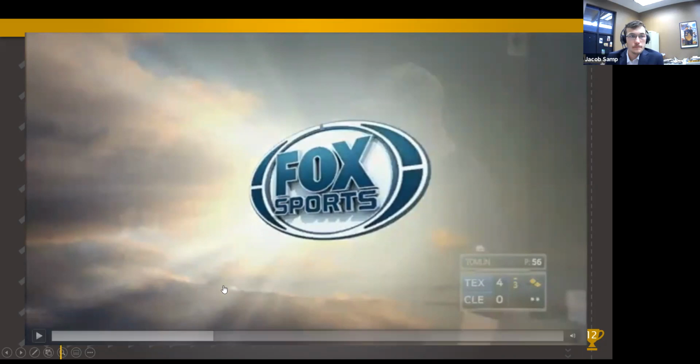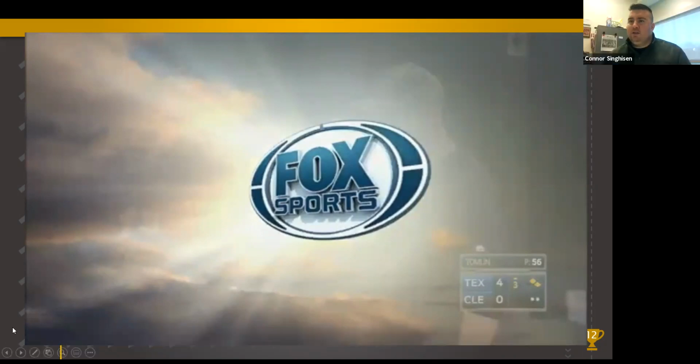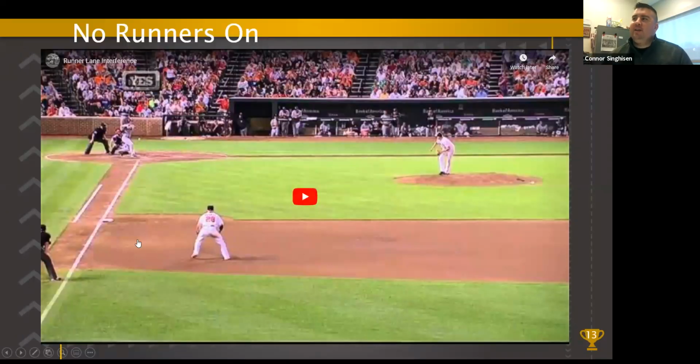Cool. All right. On to the third and final video. This is the play that I was talking about that I've had. No runners on. The base umpire has the potential to rule on this, kind of like the first one.